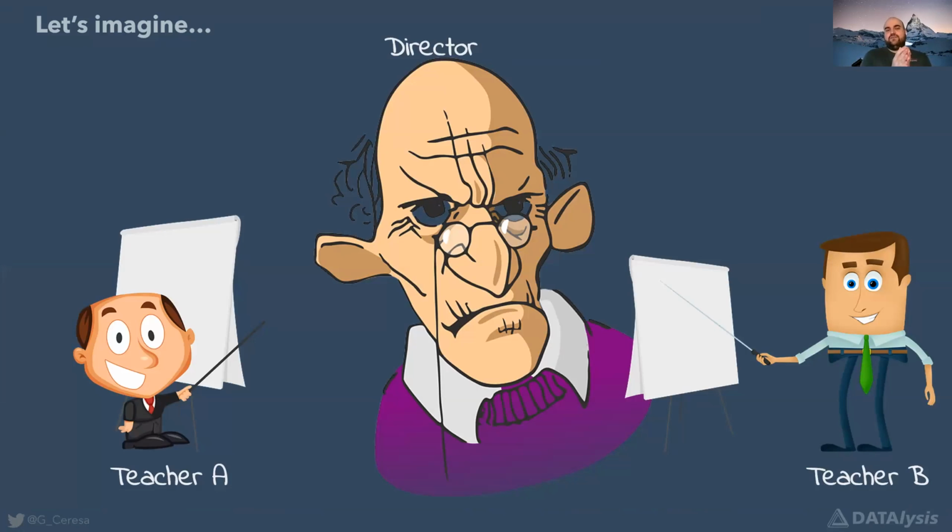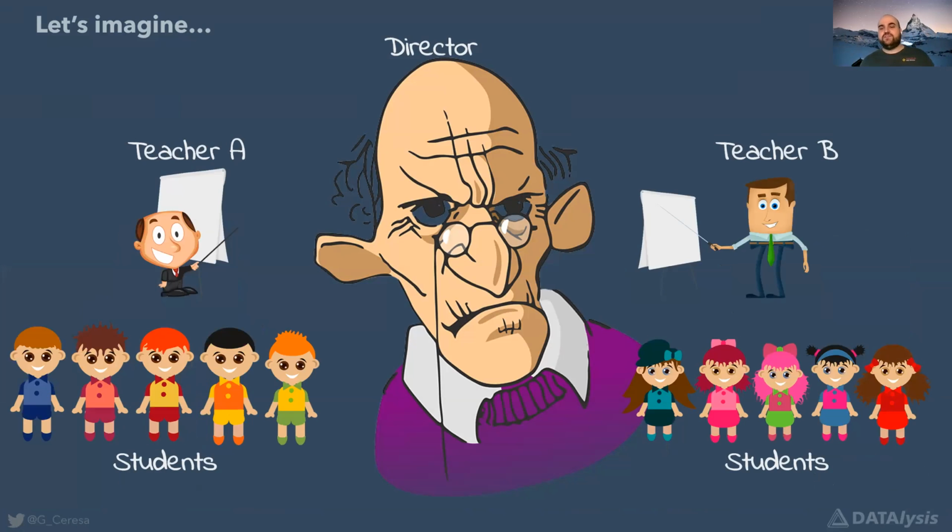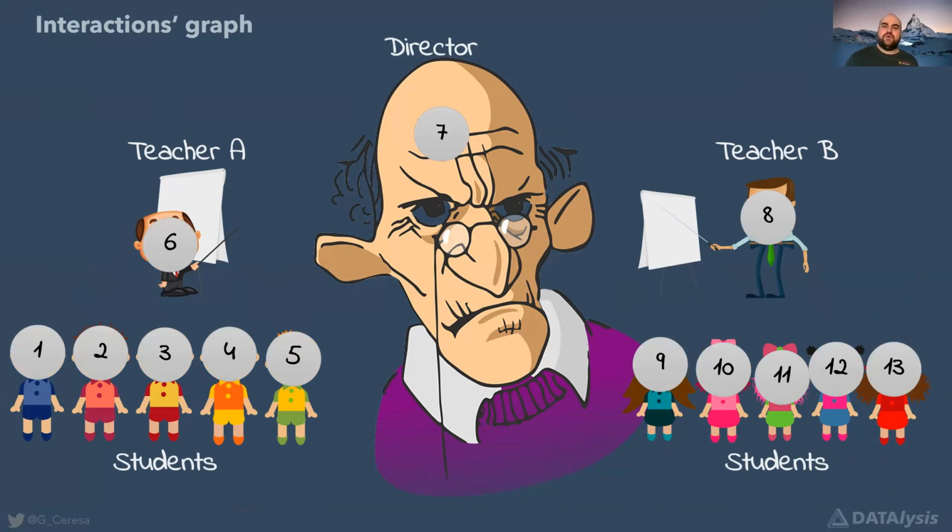So the practical example to show you what happens. Back to school, you maybe remember your time when you were in school. We have one director, we have two teachers, teacher A, teacher B. Each teacher has some students, 5 for teacher A, 5 for teacher B. The director sits in the middle, as simple as that. So now let's imagine we want to build an interactions graph. So what kind of interaction do these people have?